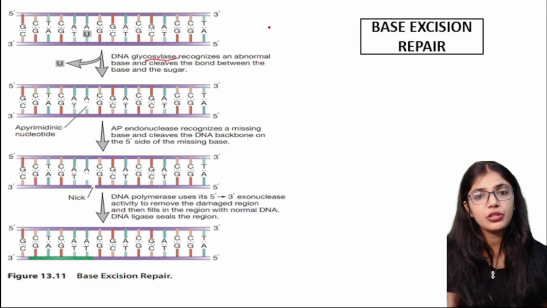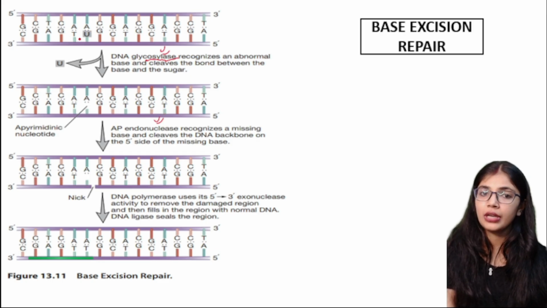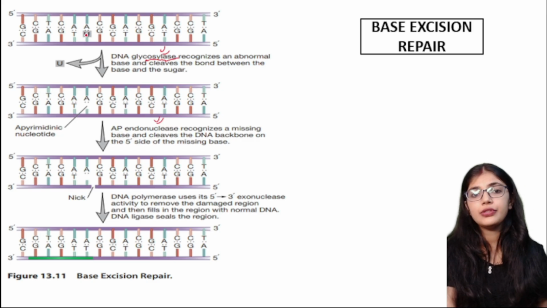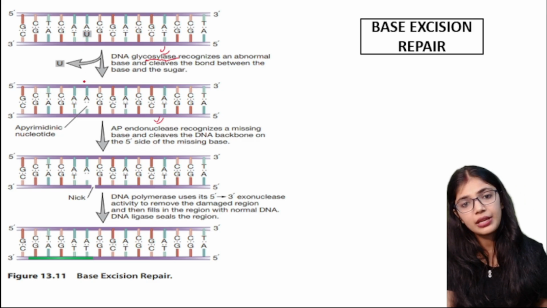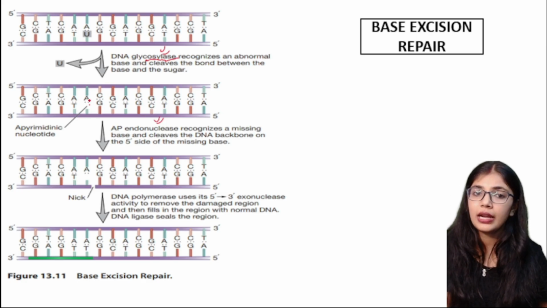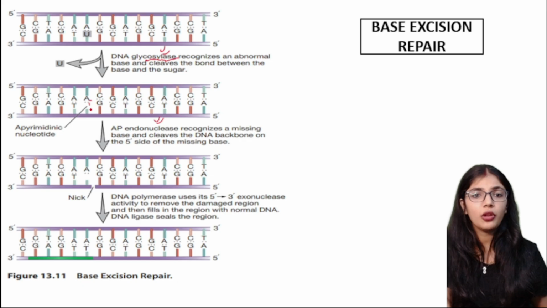Here there is involvement of two enzymes: glycosylase and AP endonuclease. The glycosylase recognizes the modified base and cleaves the glycosidic bond. After the cleavage of the glycosidic bond, there will be a purine or a pyrimidine site. Here adenine is present, but there is no uracil. Here thymine should bind, but uracil is binding due to certain modification.